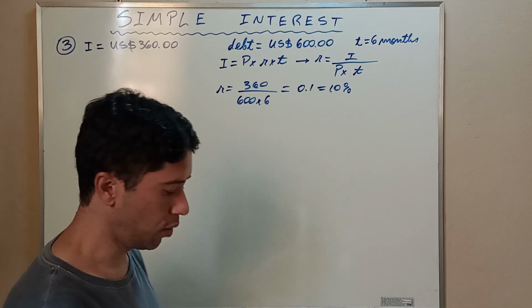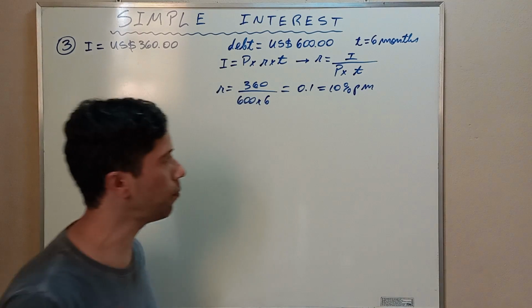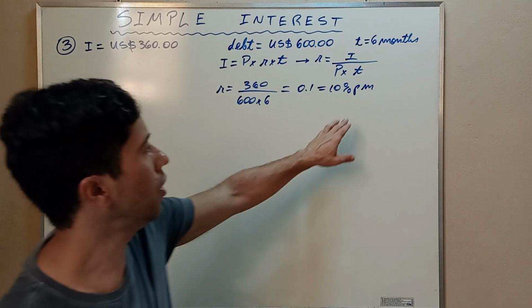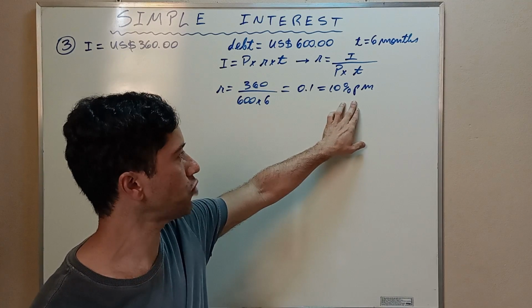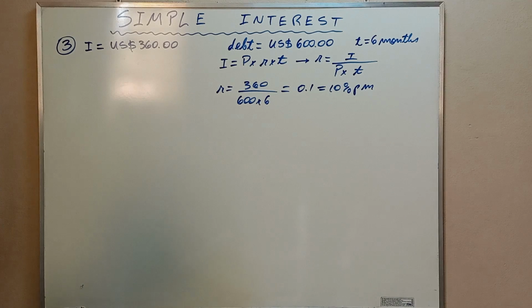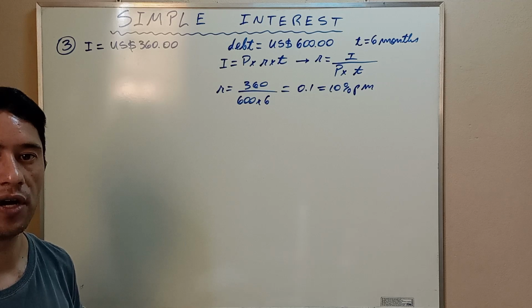10%. This is per month. Per month. The exercise wanted us to calculate the monthly interest rate, not on a per year basis. Okay, it is on a per month basis. The monthly interest rate. Okay, so the monthly interest rate applied by the bank is 10%. Okay, this is all for exercise number 3. Let's go to exercise 4.